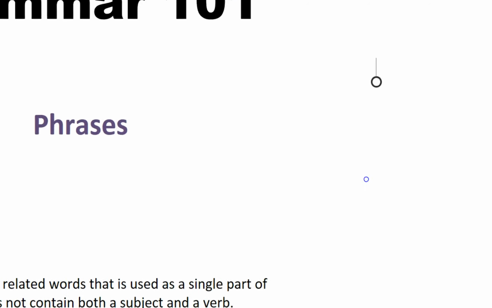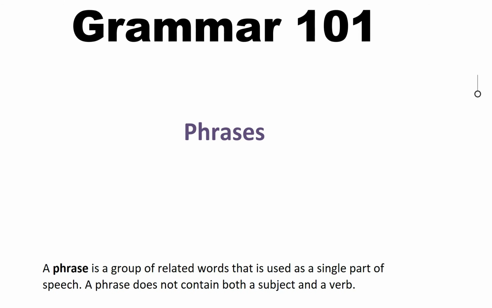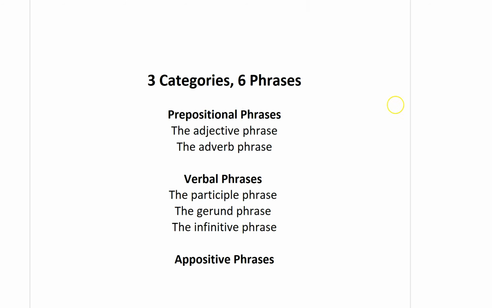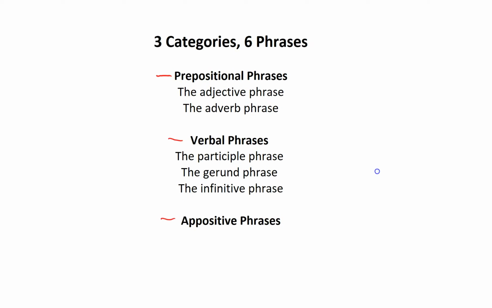A phrase is a group of related words that is used as a single part of speech. A phrase does not contain both a subject and a verb. There are three categories of phrases, and within those three categories are a total of 6 phrases. The three categories are prepositional phrases, verbal phrases, and appositive phrases.